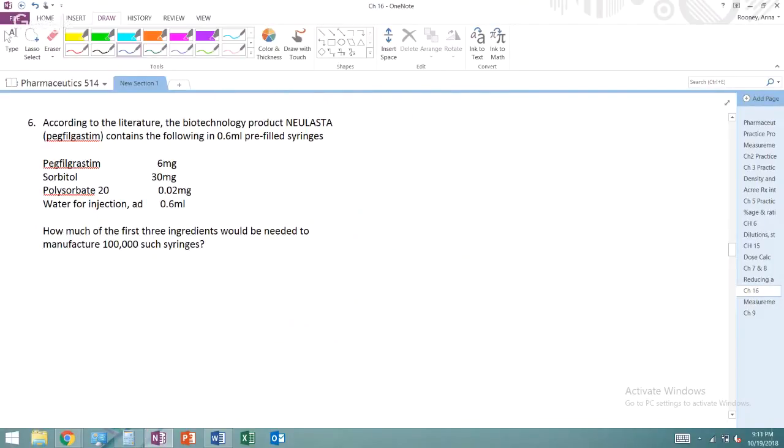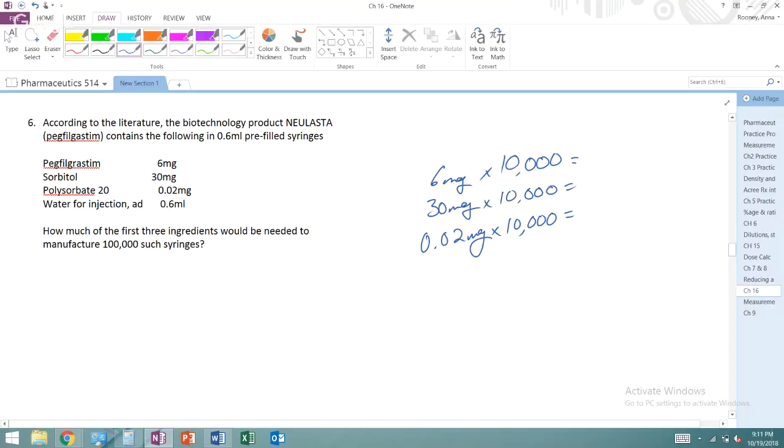According to the literature, biotechnology in Neulasta contains the following in 0.6 pre-filled syringes. How much of the first 3 ingredients would be needed to manufacture 100,000 such syringes? Okay, so we're going from 1 to 100,000. Oh wait, we don't need that. Okay, so times 100,000, and we can all do this in our heads because we're big kids, right? Actually, on an exam, I will take out the calculator and do this, to be honest.